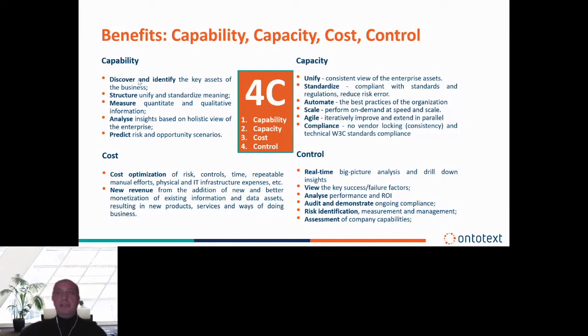Cost optimization is the simplest benefit that we see in our customers, but always the most interesting thing is the new revenue that we enable, because when you have your data handy, easily reusable, and exposed for different types of usages, the new revenue comes easy. And usually the managerial benefits are also the control, which is the big picture analysis, the ROI analysis, the audit, and so on, which are the typical benefits of applying an enterprise knowledge graph.